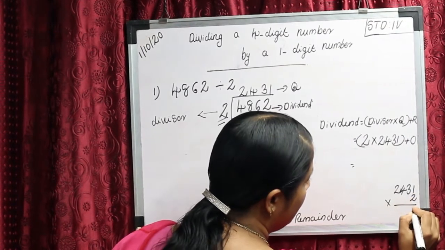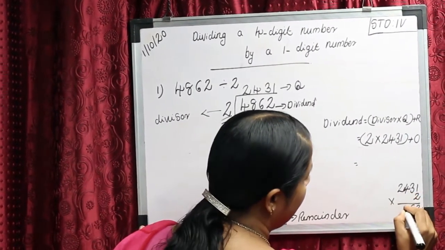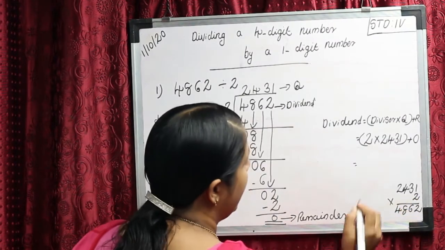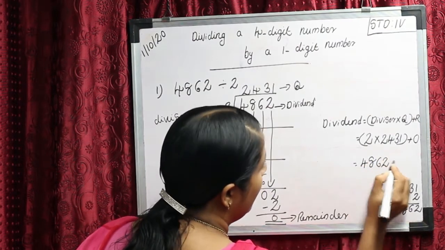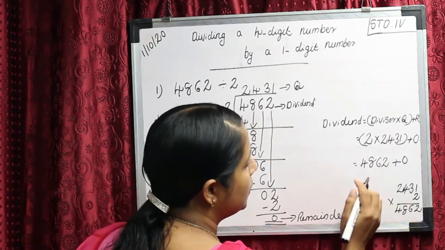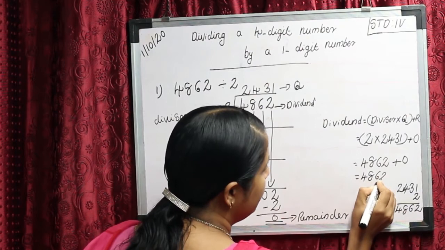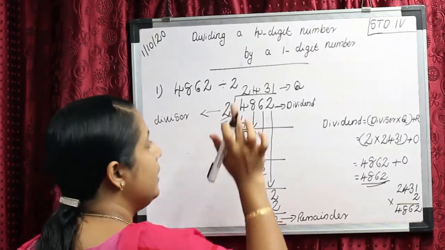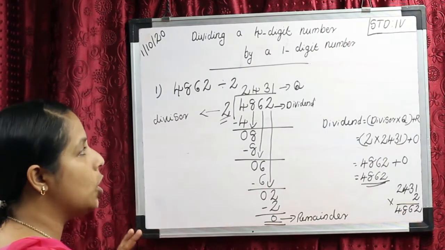Then 1 2's are 2. 2 3's are 6. 4 2's are 8. Then 2 2's are 4. So we get the number 4862 plus 0. We already know that when we add 0 to a number, we get the same number. So 4862 is our dividend. Our dividend is already 4862. So our problem is over.